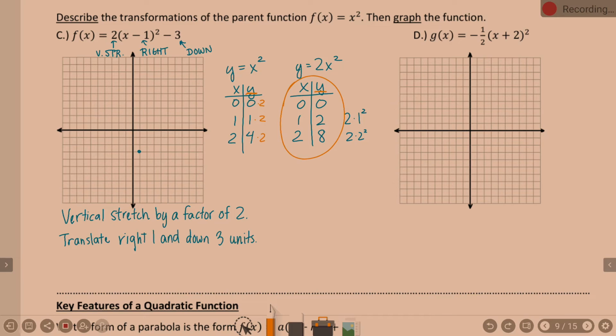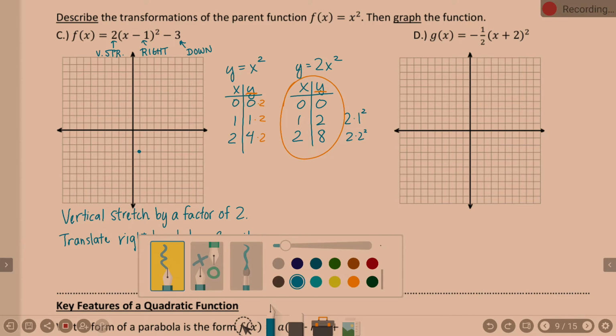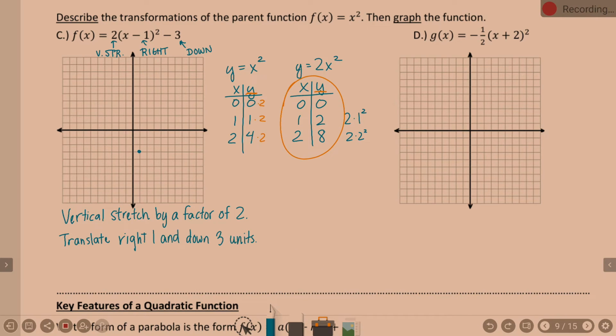So, my suggestion here: we have our new vertex, yes? From our new vertex, instead of going over 1, up 1, over 2, up 4, we're going to go over 1, up 2, and over 2, up 8. We are going up, yes? We don't have any reason to reflect, I can't remember if there's a reflect on this. So that's my recommendation. Right here, where we went right 1, down 3, that's my vertex.